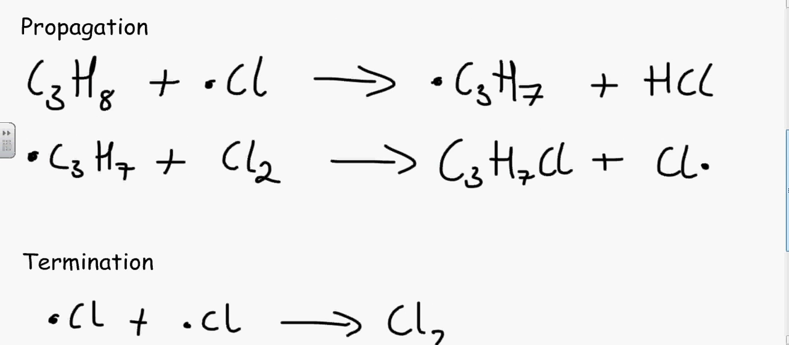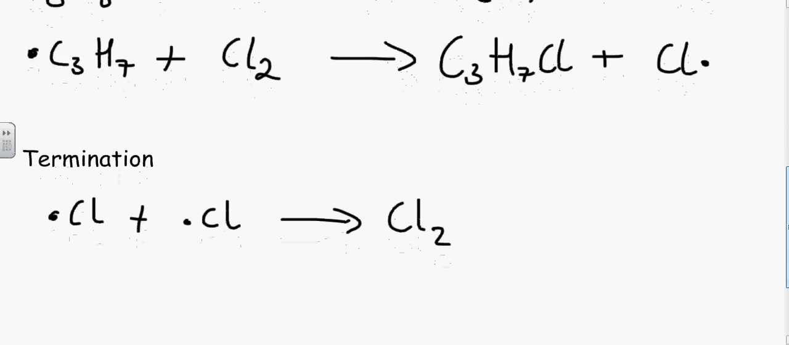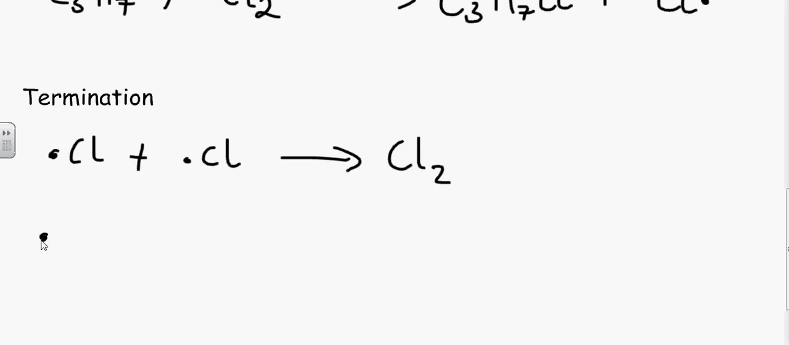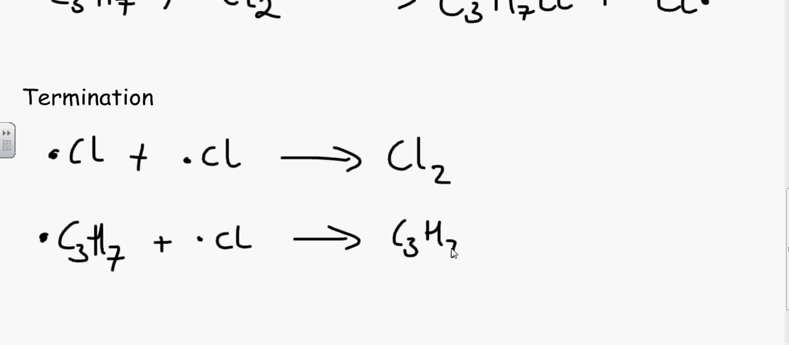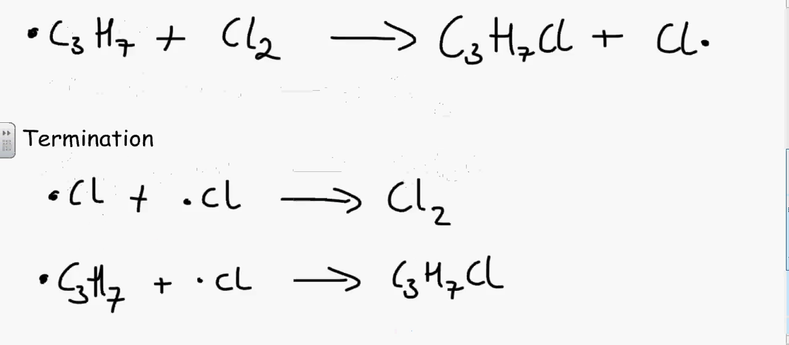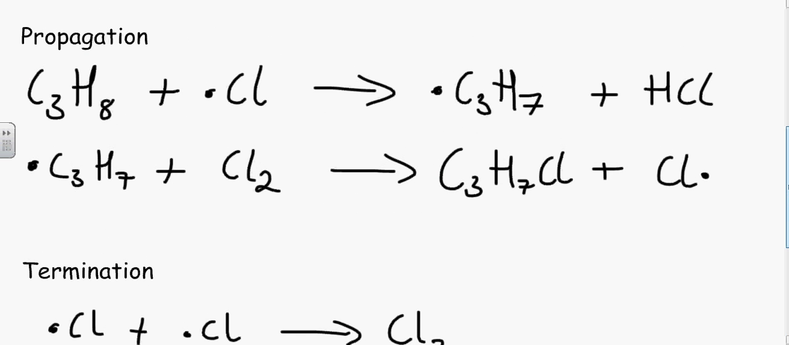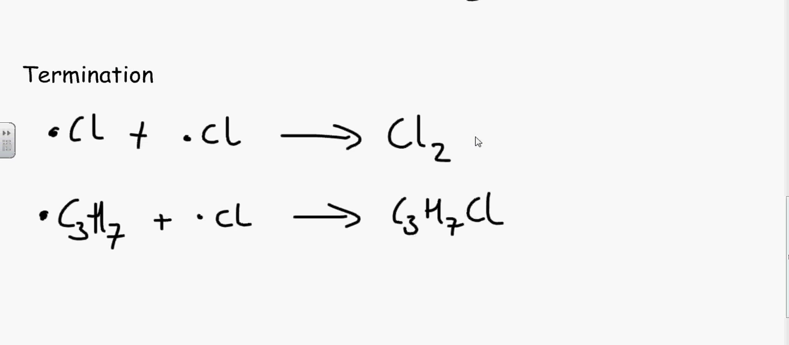So for example, another termination step could be •C3H7 plus Cl• to make C3H7Cl. That's another termination step. And that's it. That's it for the termination.